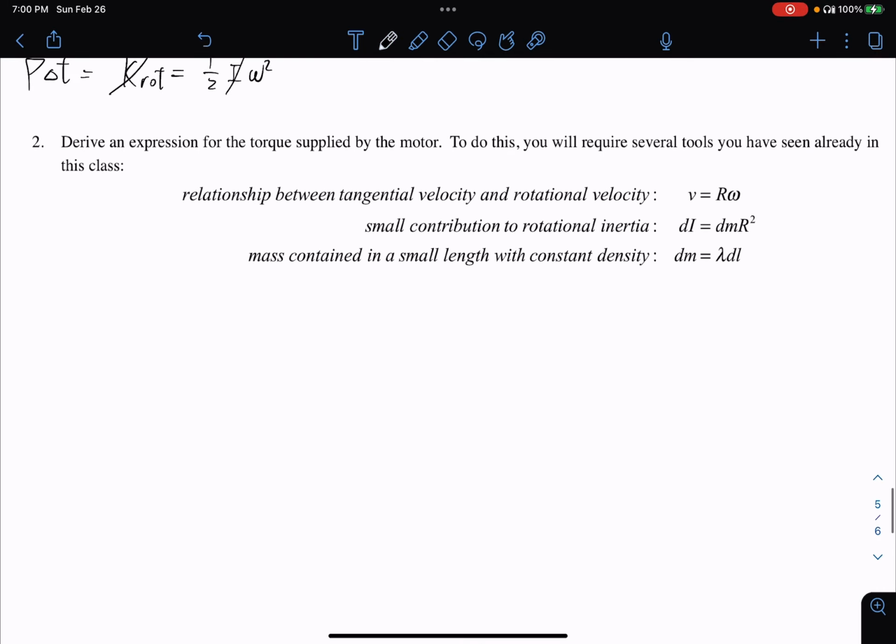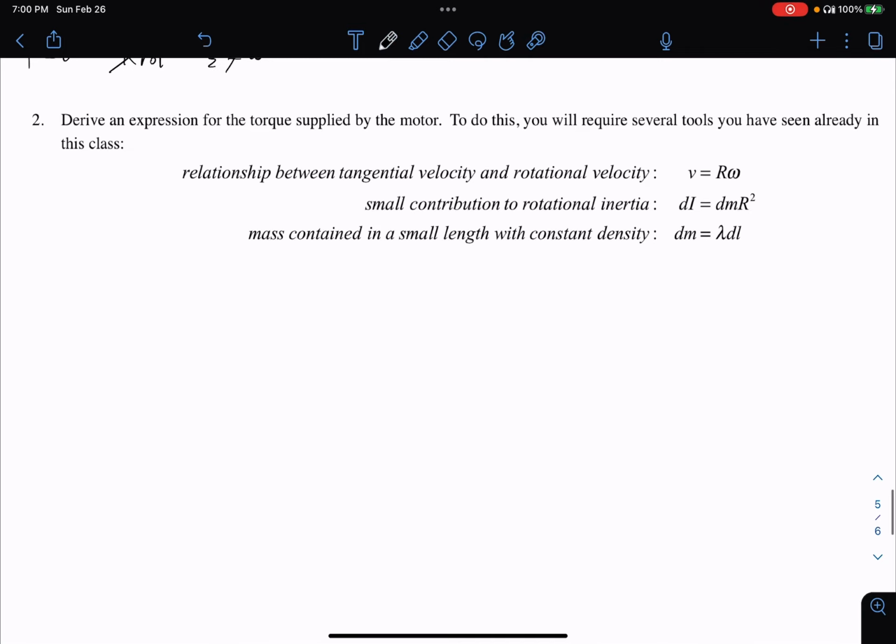Let's try to derive the torque that the motor needs to supply. Torque will equal the time derivative of angular momentum. So we just need to figure out the angular momentum and then differentiate it, then we get a torque. The angular momentum will be the moment of inertia times the angular velocity.